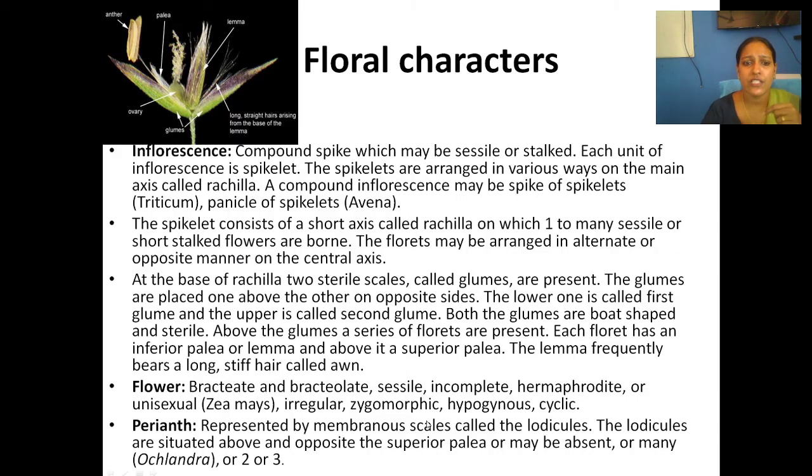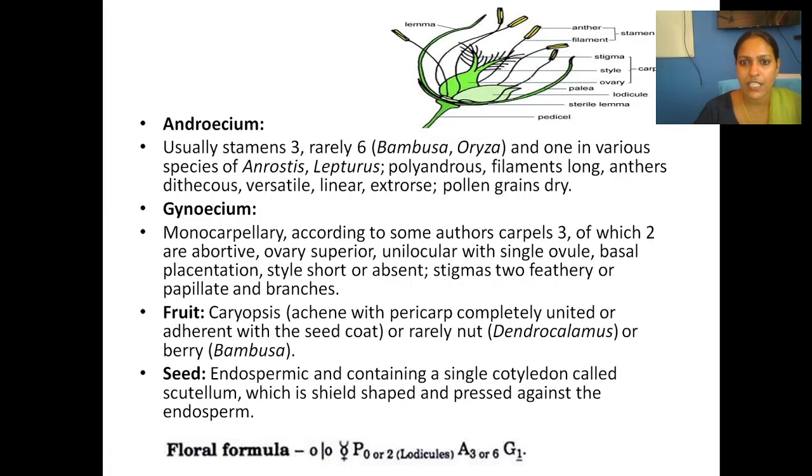So the flower can be bracteate or bracteolate. Sessile flowers, no, there is no attachment of pedicel. They can be zygomorphic, hypogynous flower because the ovary is being raised. And here there is perianth, we are saying it as lodicules. Lodicules are seen just below. You could see here the lodicules, they are seen on that palea, almost at the same range on the palea. And here we are representing the perianth as 2 because there are 2 lodicules.